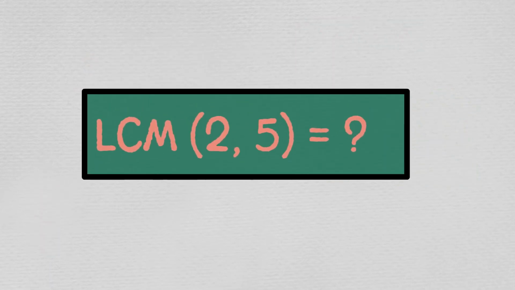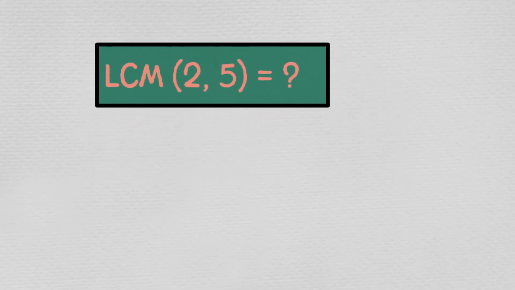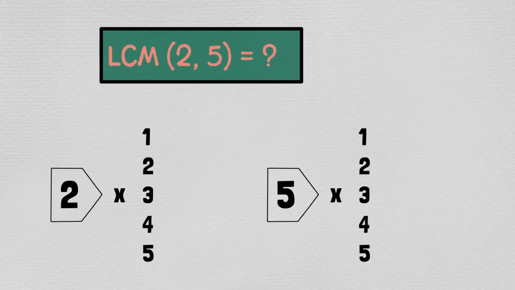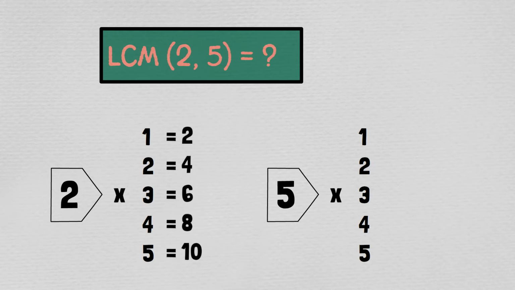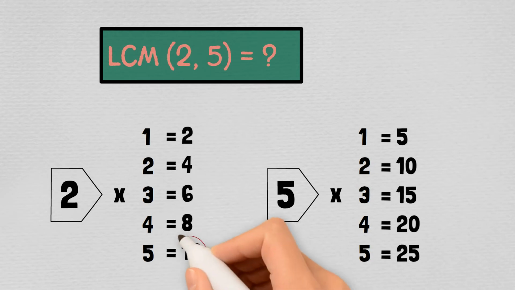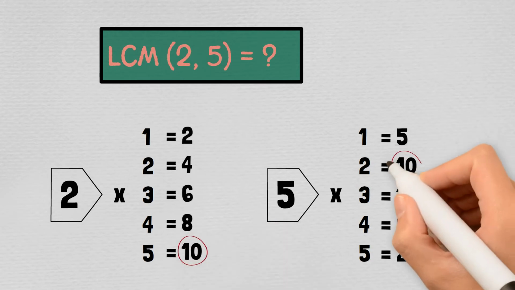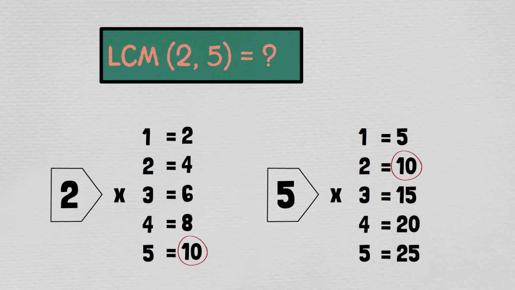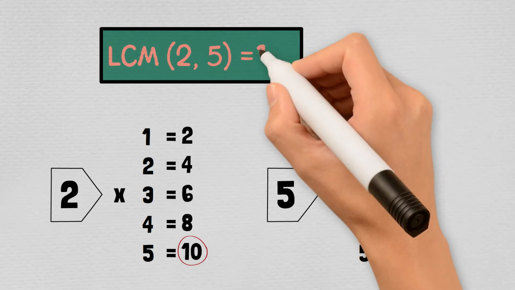Here is another easy example. What is the LCM of 2 and 5? Let's list the first 5 multiples of both 2 and 5. As we can see, 10 is the LCM of 2 and 5.